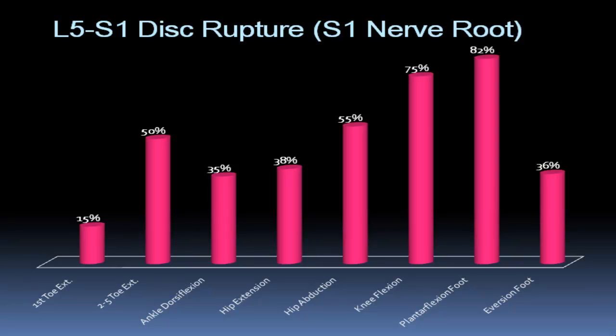But look at the 75% column and notice this is knee flexion. Next in line percentage-wise is hip abduction. Although these tested high in the majority of patients, they're not commonly tested for an S1 involvement.